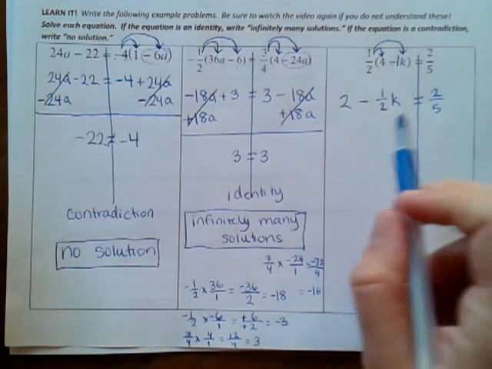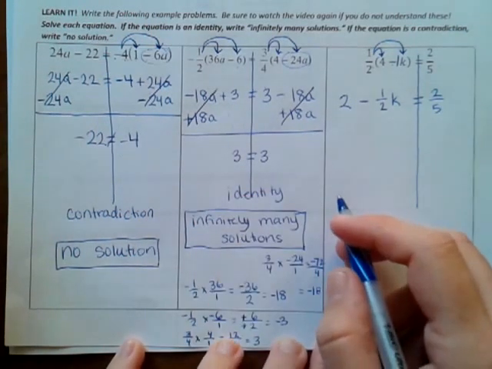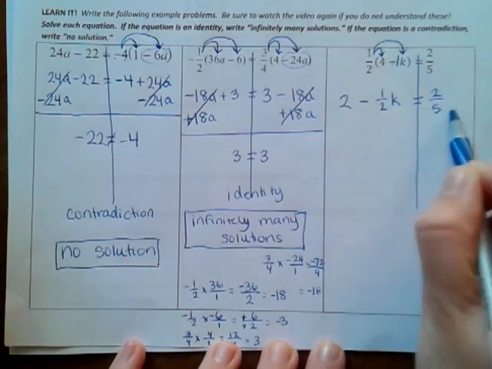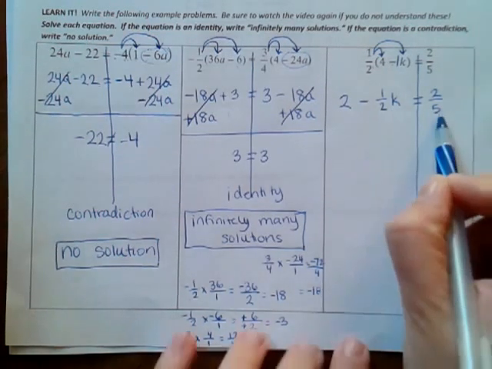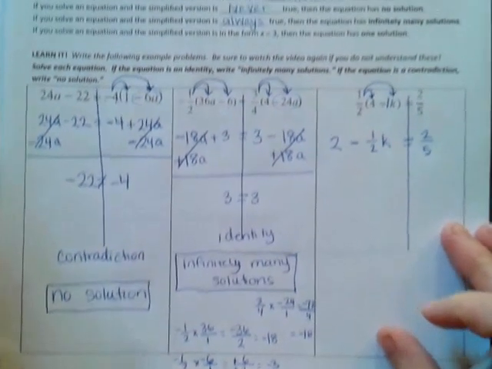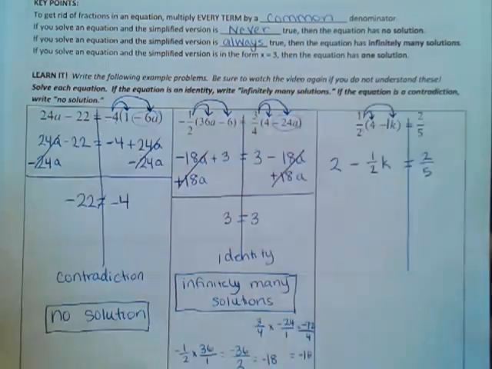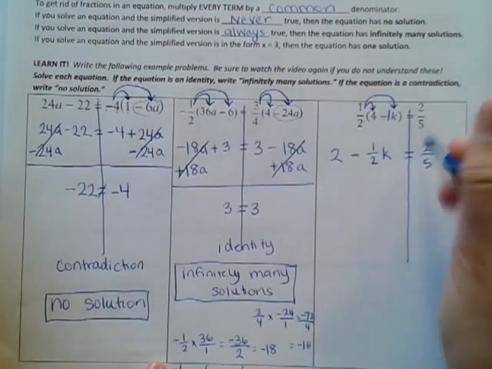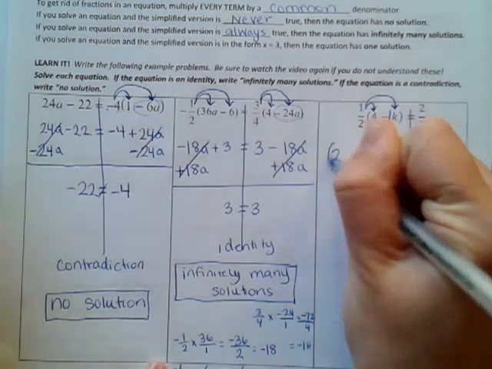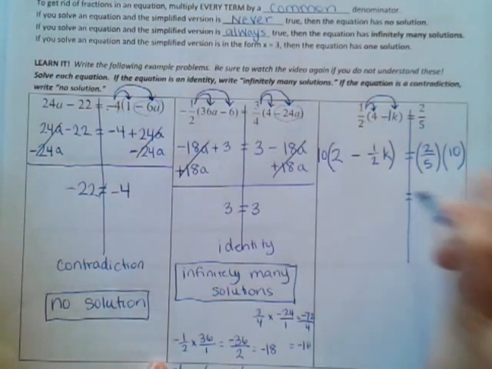Now I still have these fractions in my problems. Remember back here, my fractions went away after I distributed. But here I have these fractions and I don't really want to deal with the fractions. So what I want to do is think about, is there a common denominator between 2 and 5? What common denominator could I find? Well, I know that the common denominator between those would be 10. So if I think about my key points again, to get rid of fractions in an equation, multiply every term by a common denominator. So I'm going to multiply the whole equation by 10. I'm going to multiply this side by 10. There's my multiplication. And I'm going to multiply this side of the equation by 10. So everything gets multiplied by 10.